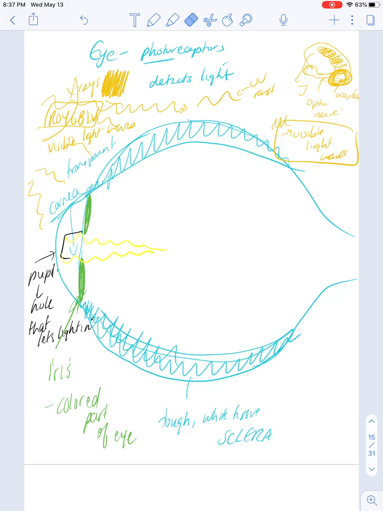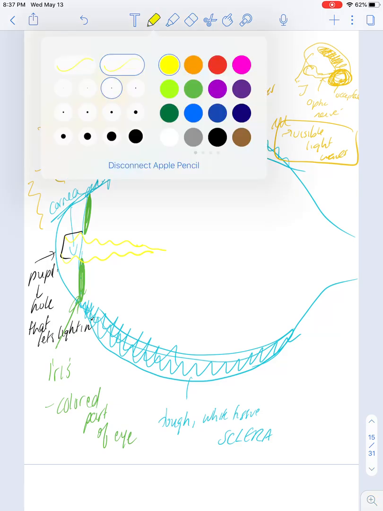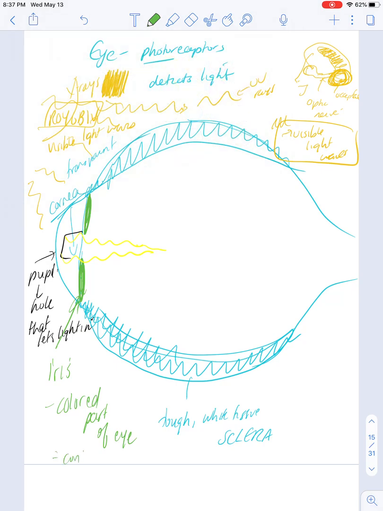Don't try this at home, but if you took a small object, first of all, you would encounter your cornea, which would not allow that small object to get through. But if you could somehow poke past your cornea, you would now enter the pupil. And the diameter of the pupil is controlled by the iris. So the iris controls the diameter of the pupil.